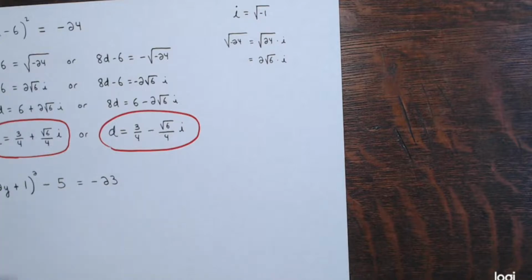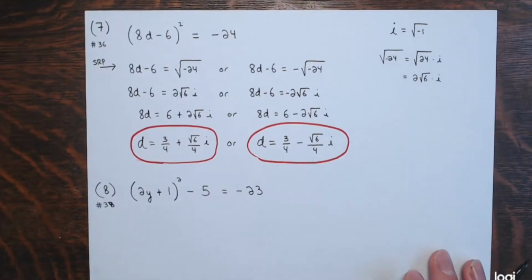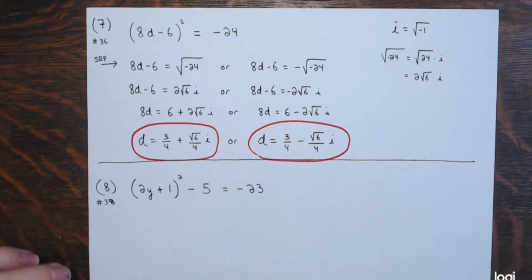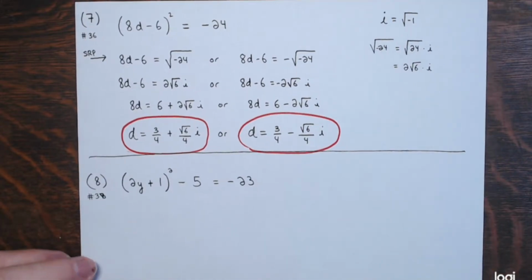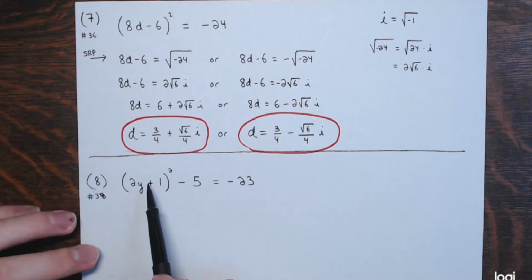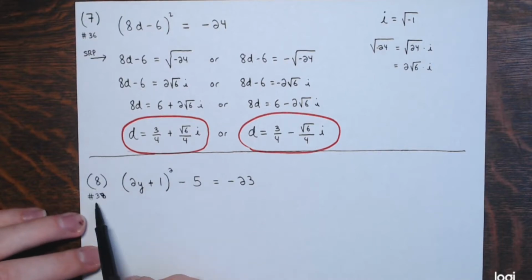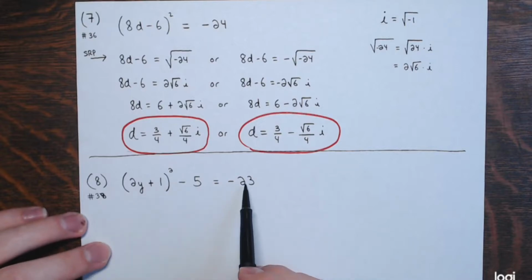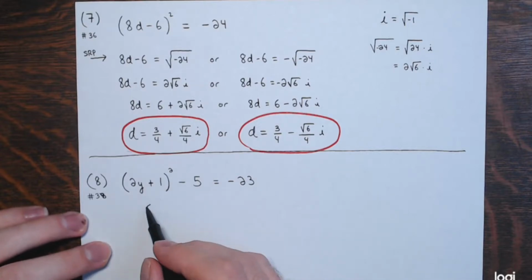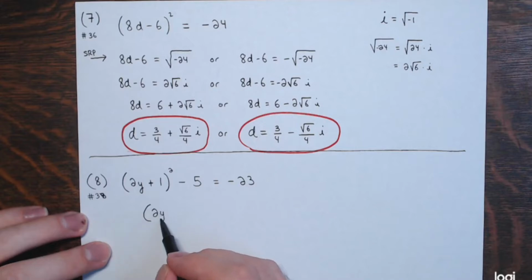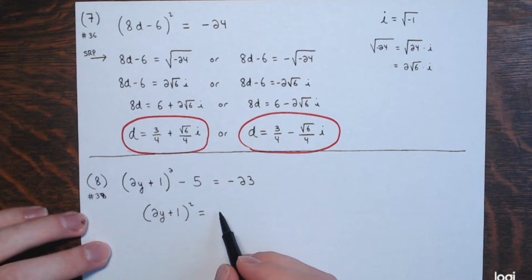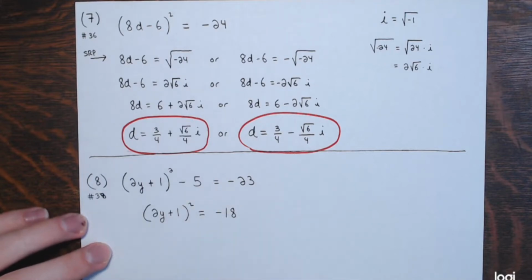All right, so the next question is going to end up being pretty similar. The only difference is I have to get the square by itself first. All right, so number 8, exercise 38 from the text. First, I would have to add 5, right? Get the square alone. So we have the quantity 2y plus 1 squared equals negative 18. Right? Negative 23 plus 5, negative 18.